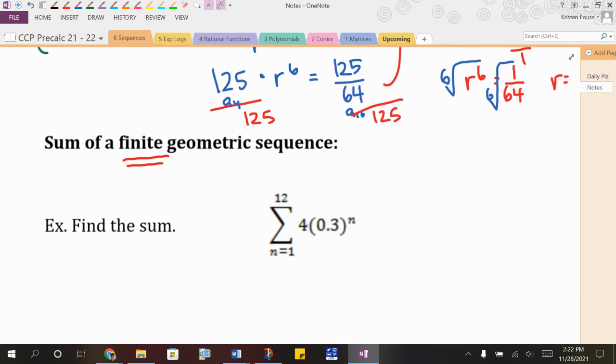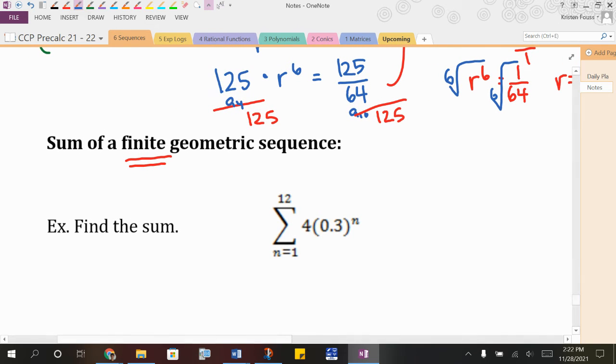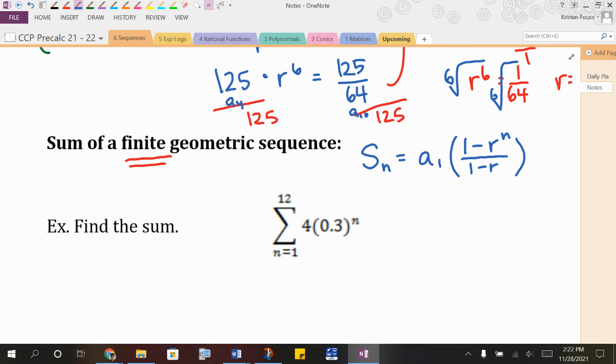So let's start with the finite. So the sum of our finite sequence is going to look like the arithmetic one. We're going to say S sub n, so sum of n terms, is a1, so first term, times the quantity 1 minus r to the n over 1 minus r. Okay, so a1 times 1 minus r to the n over 1 minus r.